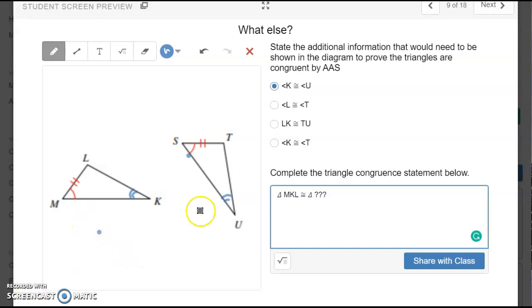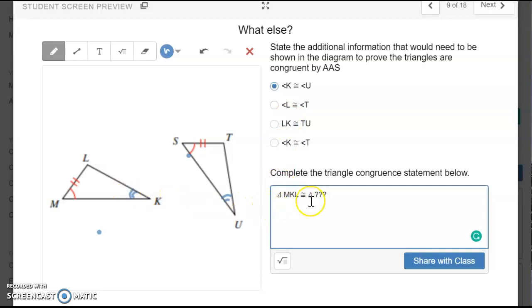So where we've left off, we've said that angle K and angle V are congruent. Angle K and angle U are congruent to get AAS. Remember, AAS means the side pair that is not congruent cannot be the included, the in-between side. So this is AAS.